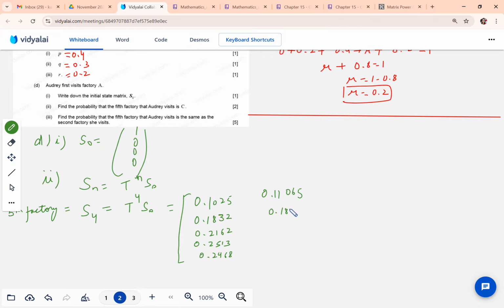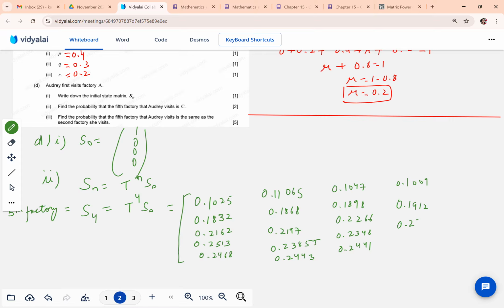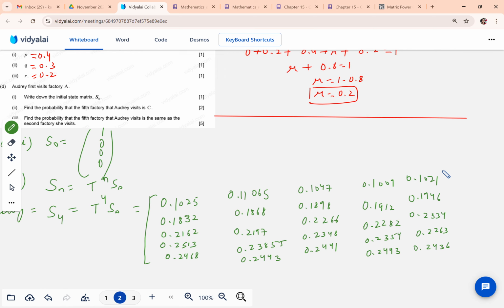0.11065, 0.1868, 0.2197, 0.23855, 0.2443, then 0.1047, 0.1898, 0.2266, 0.2348, 0.2441, 0.1009, 0.1912, 0.2282, 0.2354, 0.2443, 0.1021, 0.1946, 0.2334, 0.2263, 0.2436, and S0 is the column vector 1, 0, 0, 0, 0.